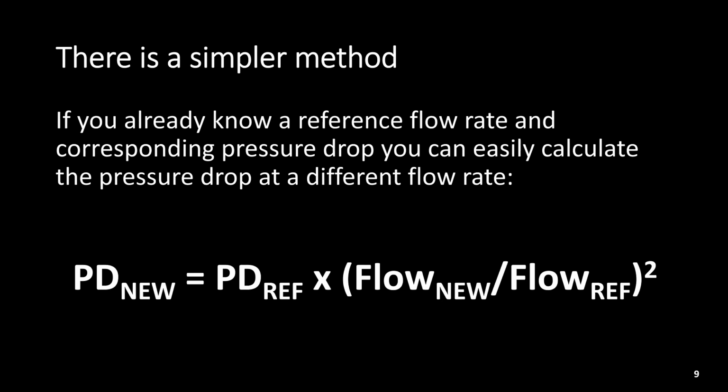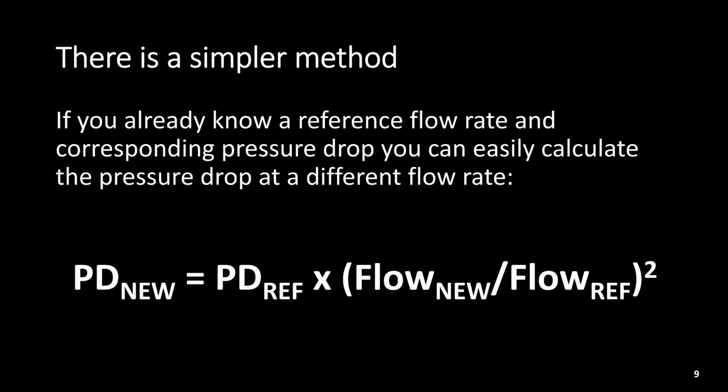And with this simpler method, you can calculate a new pressure drop whenever you have a reference flow rate and a corresponding pressure drop. You can then calculate the pressure drop associated with a different flow rate. In this case, the pressure drop of a new condition is equal to the pressure drop that you have as a reference times the new flow rate divided by your reference flow rate, squared.